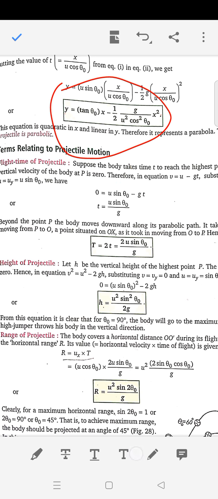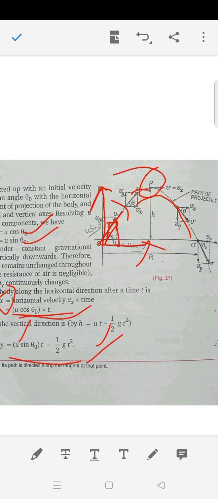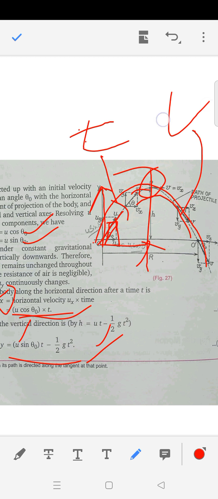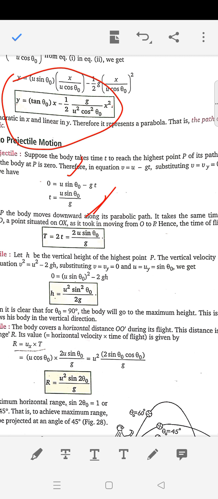But we are interested in calculating the total time, meaning the time in which the particle goes from here to here and again comes back. The time taken to go up is t, and the time taken to come down is also t. So the total time of flight is 2t, that is 2u sin theta by g.